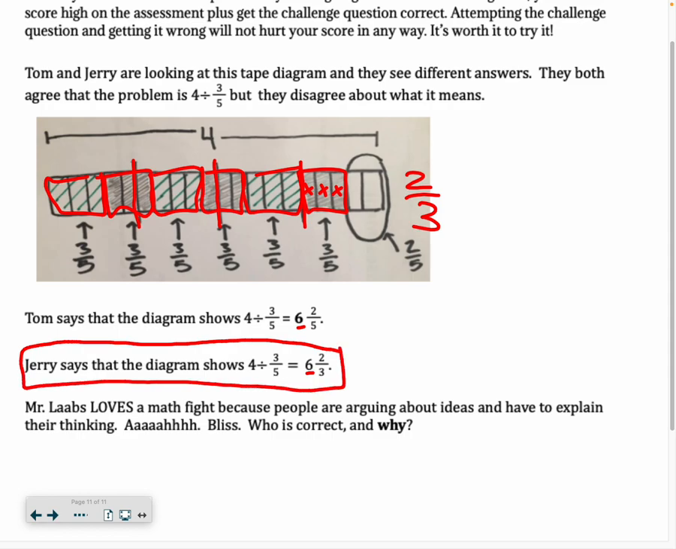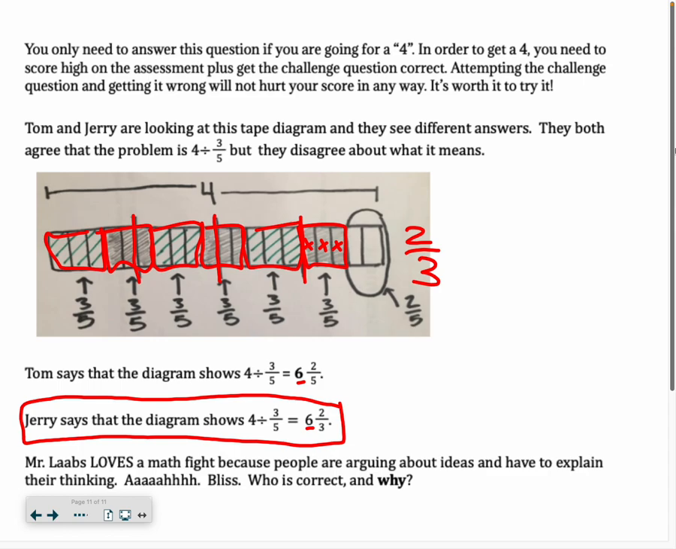because that last portion represents 2/3 of a group, because the question 4 divided by 3/5 is asking how many groups of 3/5 are in 4. And so when you do 3/5, that makes your group size 3. We have to interpret that remainder as what part of a group. And because the group size is 3, it's 2/3 of a group. So Jerry is correct. Not you, Caden. Jerry from Tom and Jerry. All right. Let me know if you have questions.